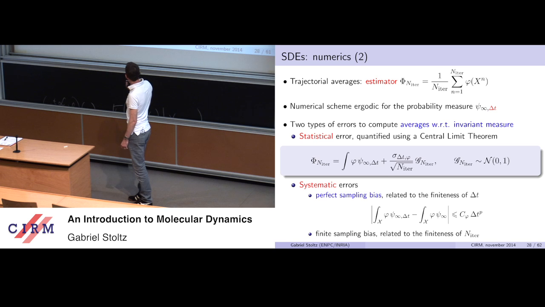So this second error, the finiteness of the number of iterations, is typically given by a central limit theorem as in the continuous case. And you see here there is a variance which depends on delta t, in fact. And this second term scales as 1 over square root of the number of iterations, which is good and bad news. Good news because it does not depend on the dimension of the system. It can be 10 to the 8. You don't see it in this scaling here, but you see it in the prefactor, of course.